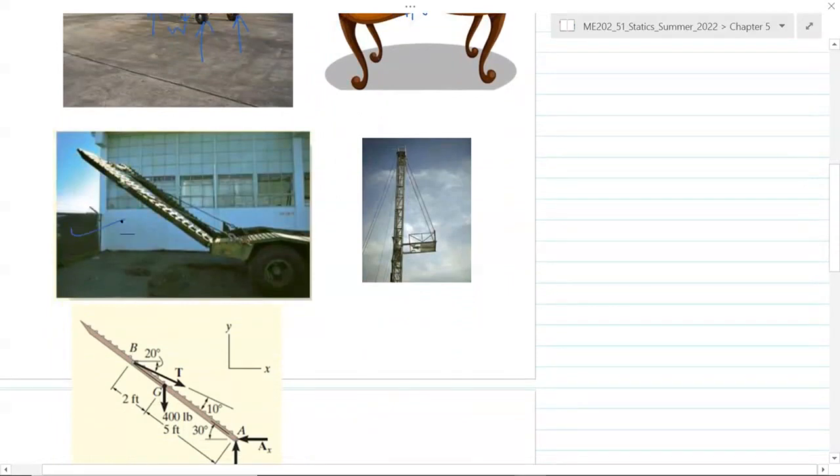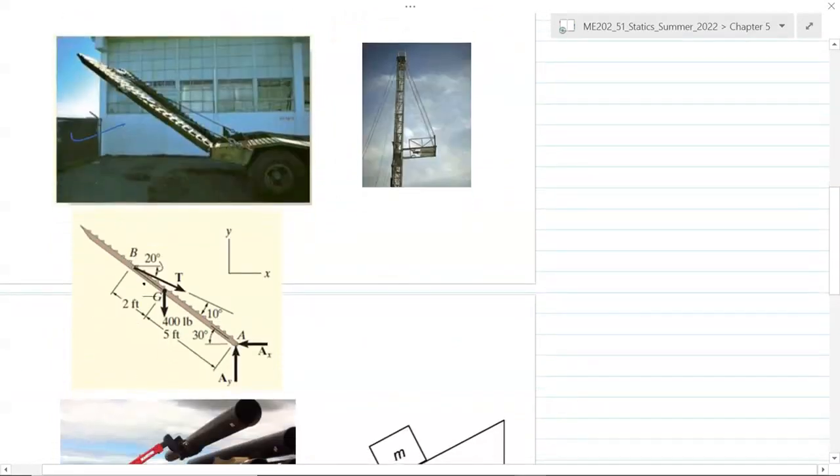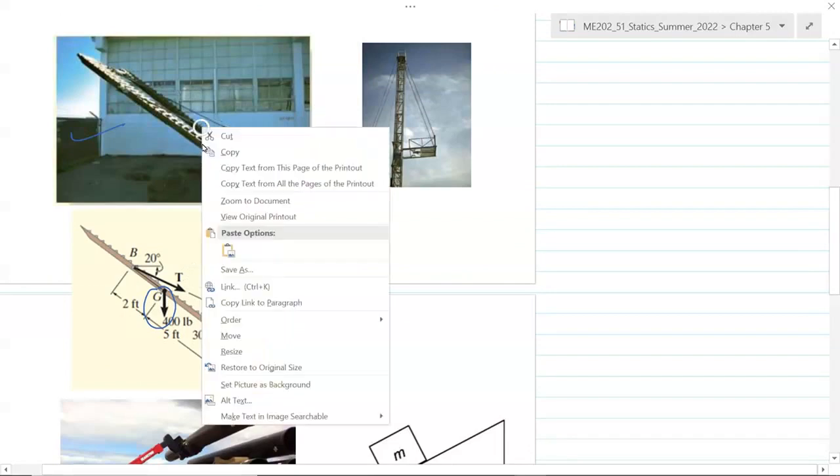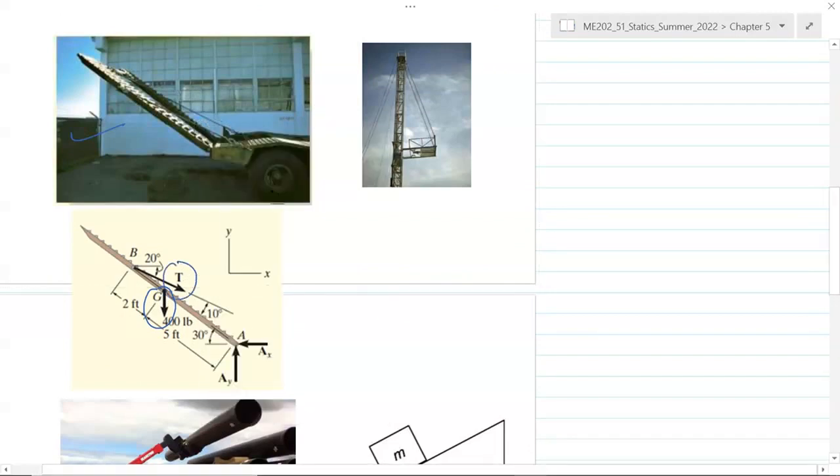We already talked about the ramp example. So for the ramp, these are the different forces and support reactions. The weight of the ramp acts through the center of gravity. This cable has tension force T, and then this pin here has horizontal and vertical support reactions.